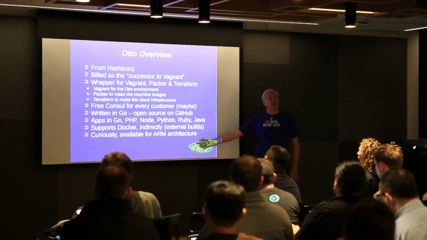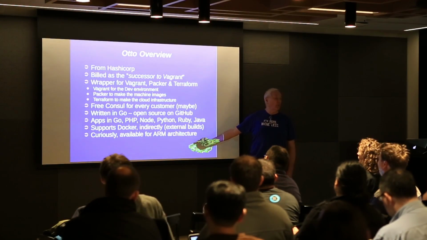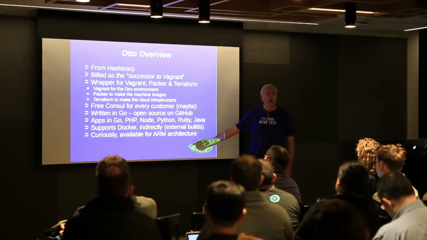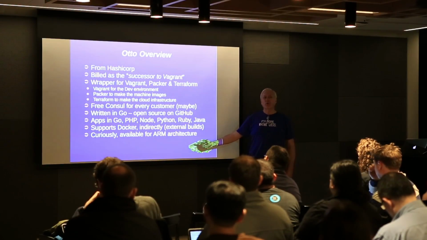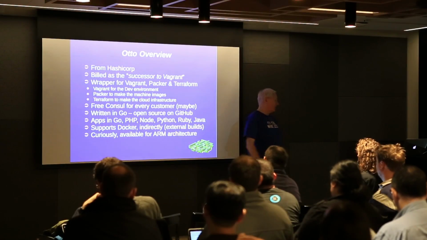Bafflingly, it's available for the ARM architecture. Hashimoto is releasing all of his Go tools for ARM, so you can run it on your Raspberry Pi. Of course, running Vagrant on the Raspberry Pi is an exercise for the reader.